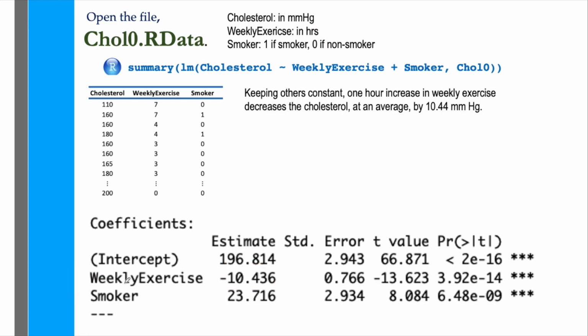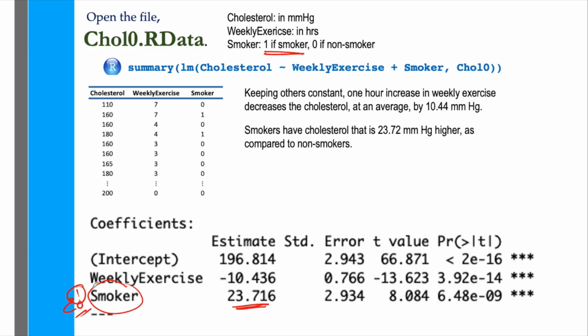Now, how do we interpret smoker? So 1 unit increase is like 0 to 1, meaning you're comparing non-smokers with smokers. So smokers have a cholesterol level which is 23.7 millimeters of mercury higher as compared to non-smokers.